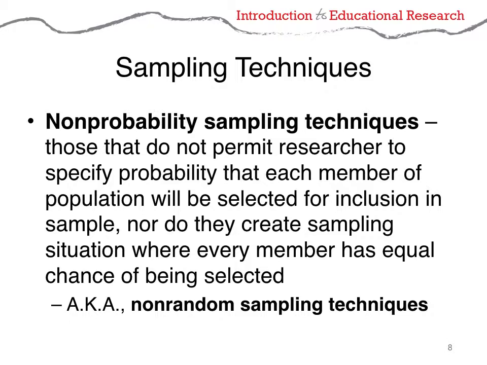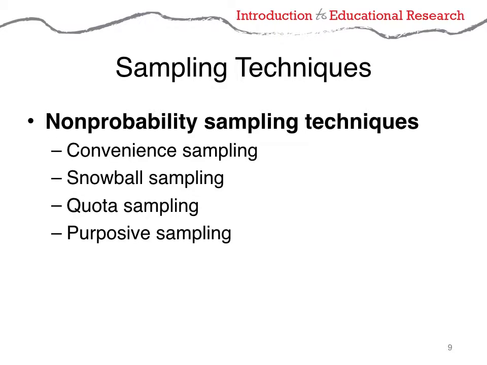Now, there's another way to sample, which is non-probability sampling. This is where we don't have that randomization. Sometimes we call this convenience sampling. This is where we only have access to a certain group, and so we sample from that group. We see this a lot in the special education research we do.